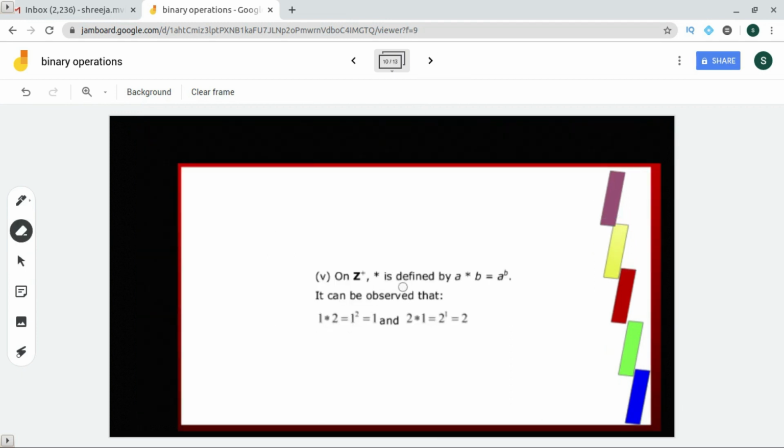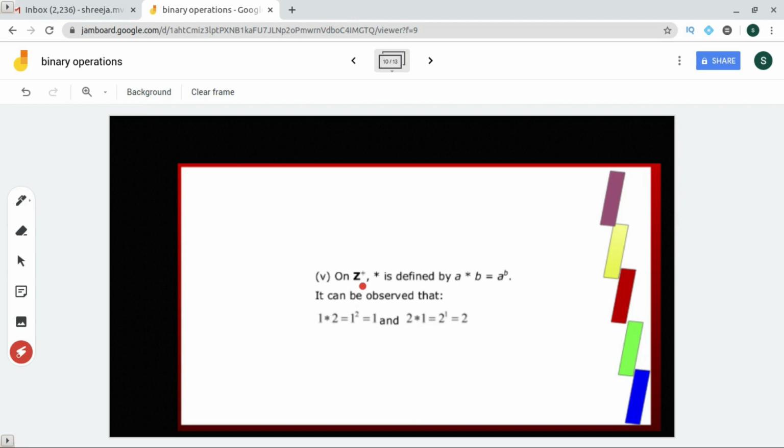On set plus, star is defined by A star B equal to A raised to B. Now take two elements of set plus, 1 and 2. 1 star 2 is 1 raised to 2, which is 1. 2 star 1 is 2 raised to 1, which is equal to 2.